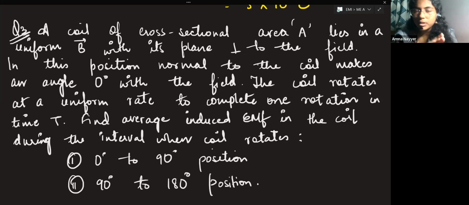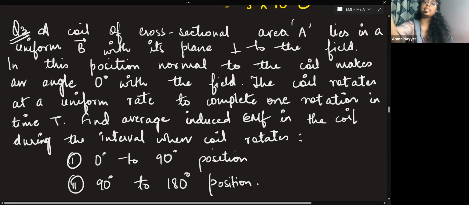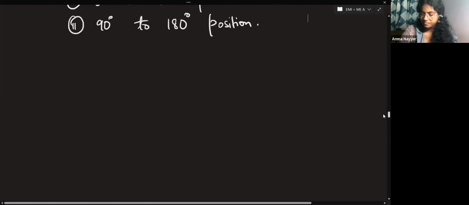Now, what is meant by the question first? Coil is there, cross-sectional area A is there, uniform magnetic field B is there. Till here it's clear. Now, it says in this position, the normal to the coil makes an angle of 0 degree with the field. Can anyone tell me what we call this normal? We have a special name for this quantity.